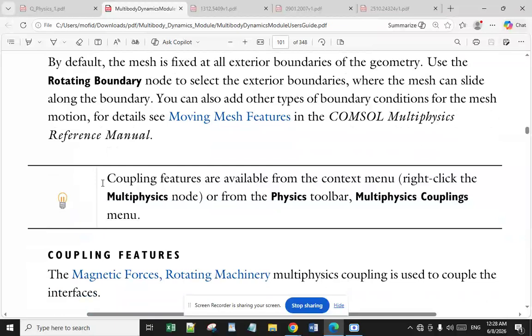Use the Rotating Boundary node to select the exterior boundaries where the mesh can slide along the boundary. You can also add other types of boundary conditions for the mesh motion. For details, see Moving Mesh Features in the COMSOL Multiphysics Reference Manual.